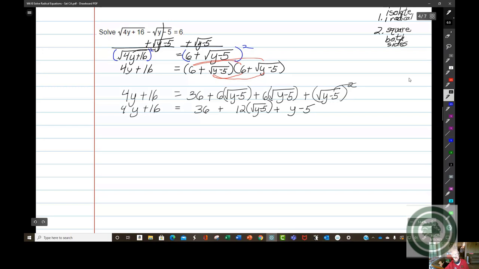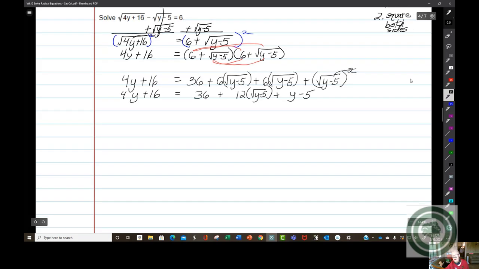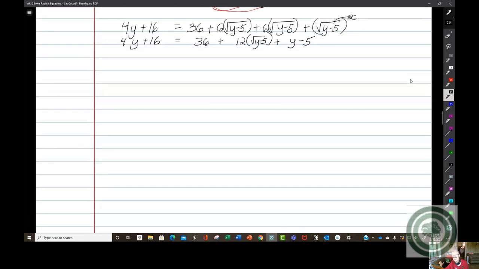We don't have a quadratic equation, do we? No, but you know what we do have? We have a radical equation. We still have a radical. So now we've got to start all over again and isolate the radical. We're going to go through our list of steps again. So I'm going to subtract 36 from both sides of the equation.